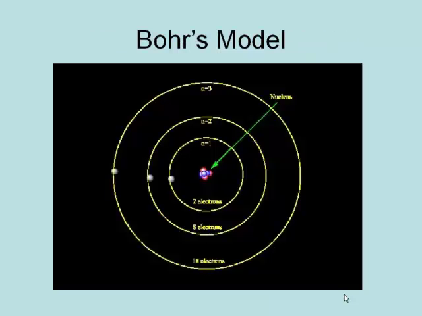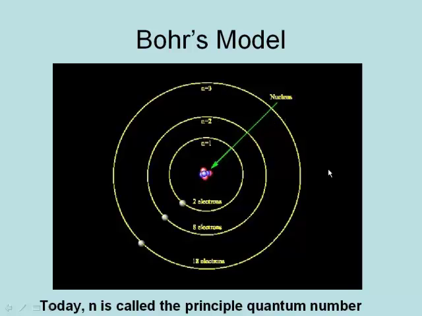Bohr's model has electrons orbiting the nucleus in a circular orbit. There are orbits at different energy levels. Each of these energy levels, or shells, can hold a certain amount of electrons. Also, each shell is labeled using the lowercase n. So in the diagram, the shell where n equals 1 is the lowest. In the atomic model we use today, we still use this energy level concept. Today, n is called the principal quantum number.